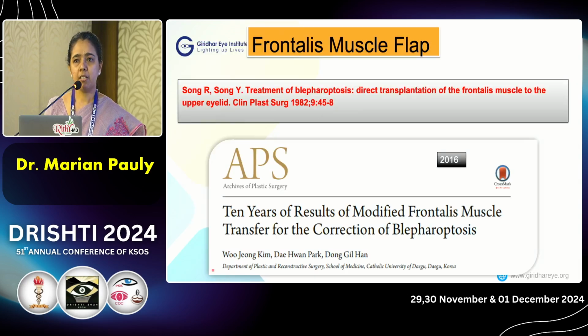So now coming to the frontalis muscle flap. Again, frontalis muscle flap is also not very new. In this article by Song et al., it was already published in 1982. That is more than 20 years back. And in 2016, a 10-year follow-up was published again in the Plastic Surgery journal. In that they have reported almost 20% undercorrections, etc. So now people wanted to see how it works in ophthalmologists' hands.